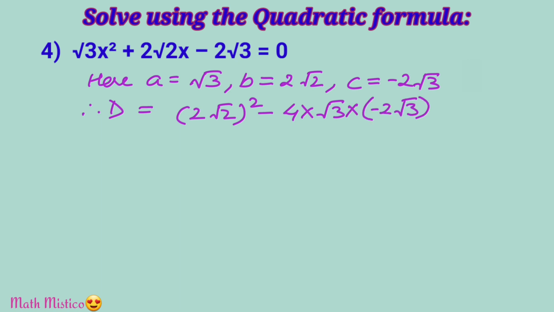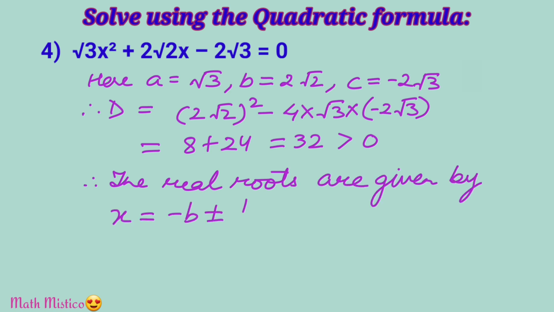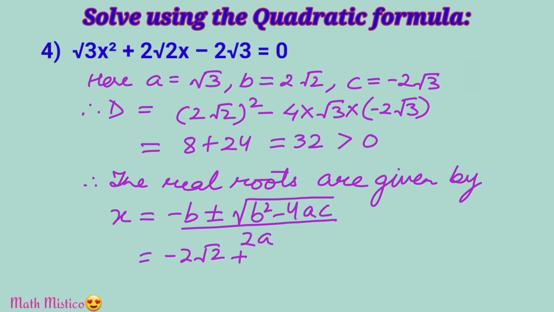Squaring this, we have 4 into 2, that is 8. Root 3 into root 3 is 3 and 3 4s are 12 into 2 is 24. So 8 plus 24 gives us 32, which is again greater than 0. So as per the quadratic formula, the real roots are given by x equal to minus b plus minus under root b square minus 4ac upon 2a. That is equal to minus 2 root 2 plus minus root 32 upon 2 into root 3.